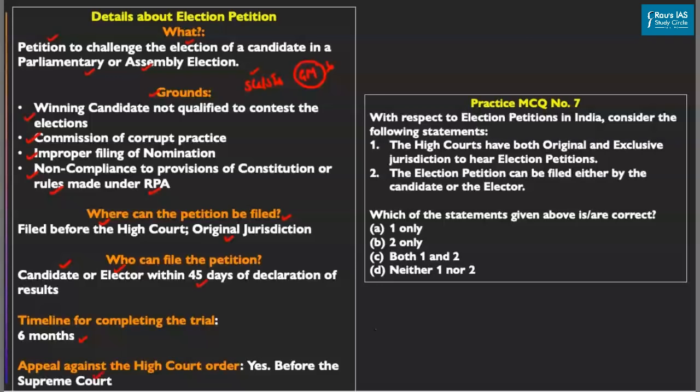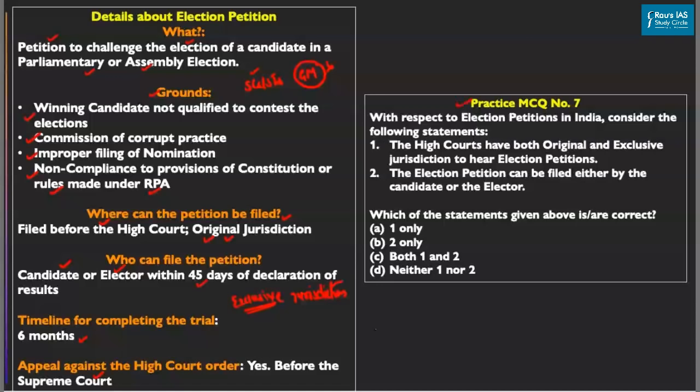So, as far as the filing of election petitions is concerned, the High Courts have original jurisdiction. The High Courts do not have exclusive jurisdiction, because an aggrieved party can file an appeal before the Supreme Court of India as well. So these are some important aspects which you need to know with respect to filing of election petitions in India. Based upon our discussion, here is practice question number 7.